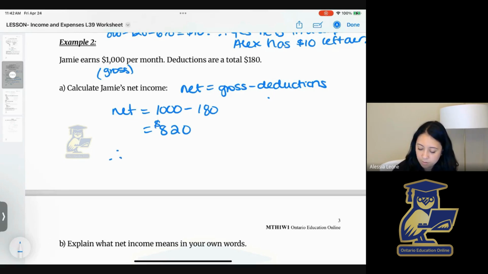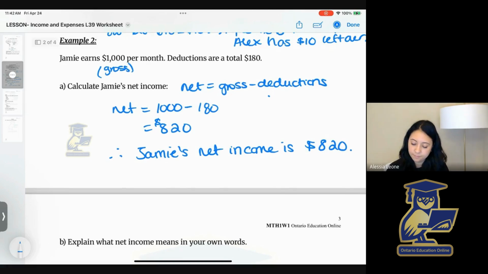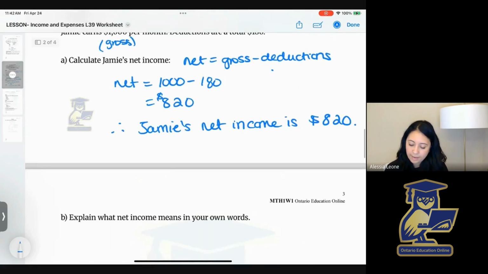So therefore, Jamie's net income is $820. And now it's asking you to explain what net income means in your own words. Okay, so let's think about it. In your own words, what is net income?